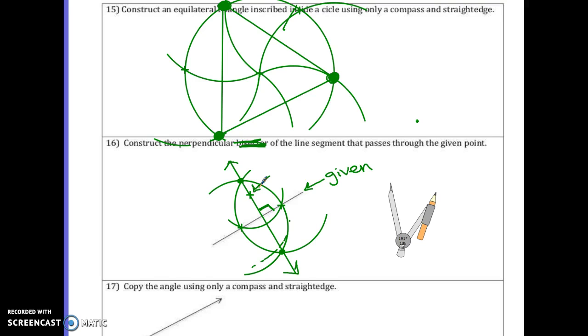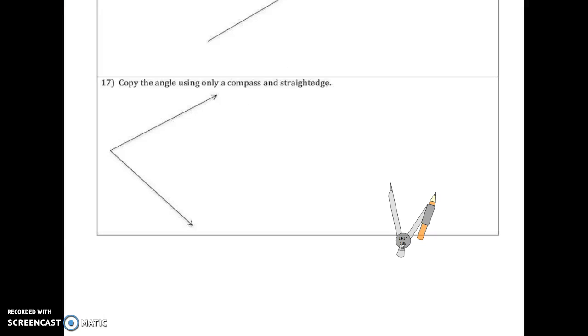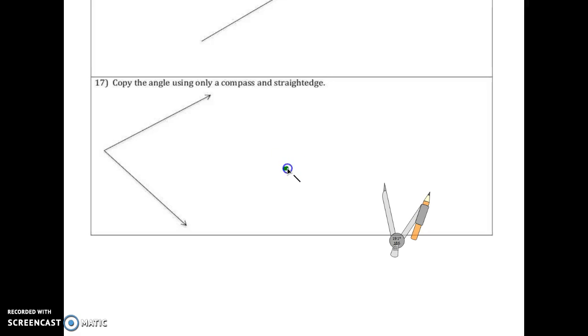Okay, last one. Copy the angle using only a compass and straight edge. So to copy an angle, we have to copy onto something. So I'm going to start with a point, and I'm going to draw a line segment out here. It can be anywhere, okay? I can draw the line anywhere. I'm going to just draw it like that.